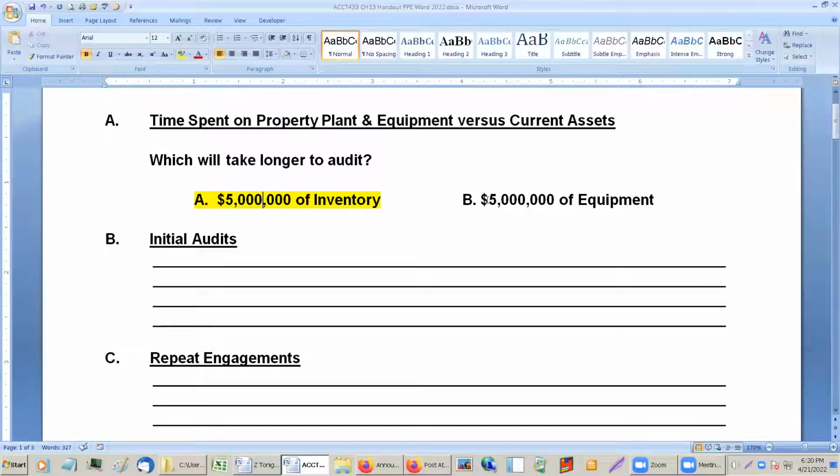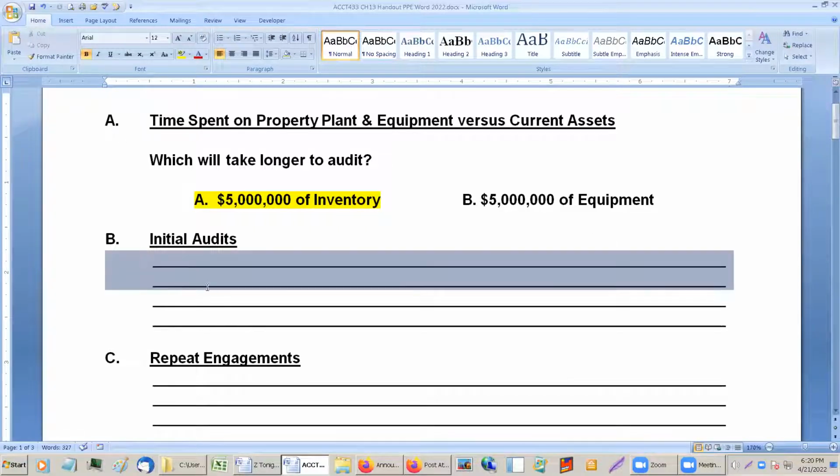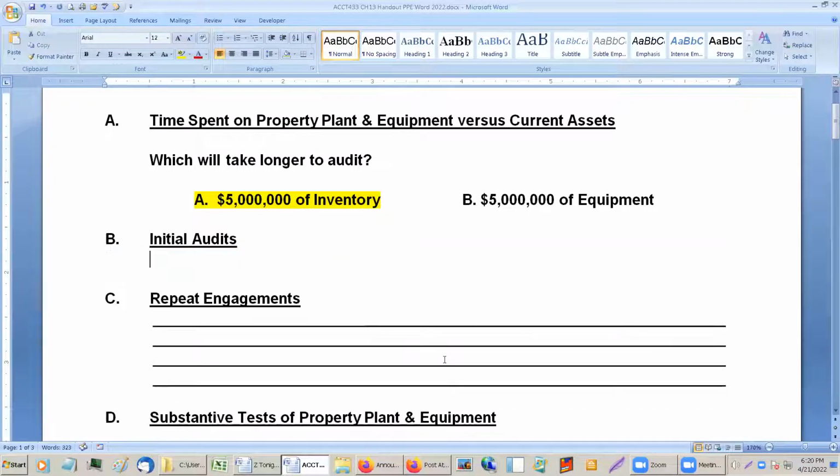Okay, so equipment usually has much bigger dollar amounts per unit, and a lot of times it will stick around for years and years and years. Okay, initial audit.